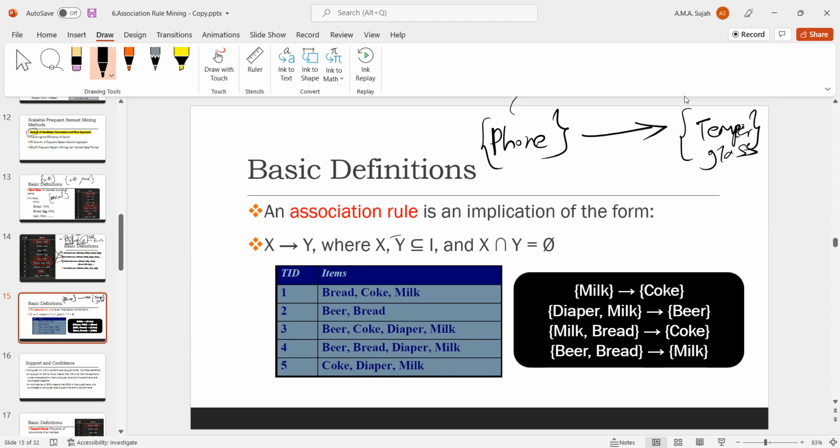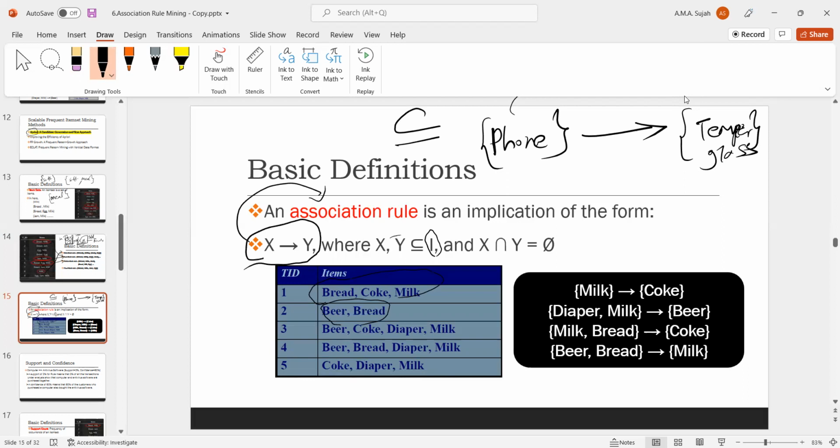It means if a person buys a phone, there is a possibility to buy tempered glass. So we can indicate it by notation likewise. This is the notation; we can indicate the association rules. The important thing is that X and Y are subsets of I. Did you remember this symbol? This is a subset symbol. I means these are the possible item sets. This is one item set. This is another one item set. So these are also considered I. The important thing is these two, X and Y, are subsets.